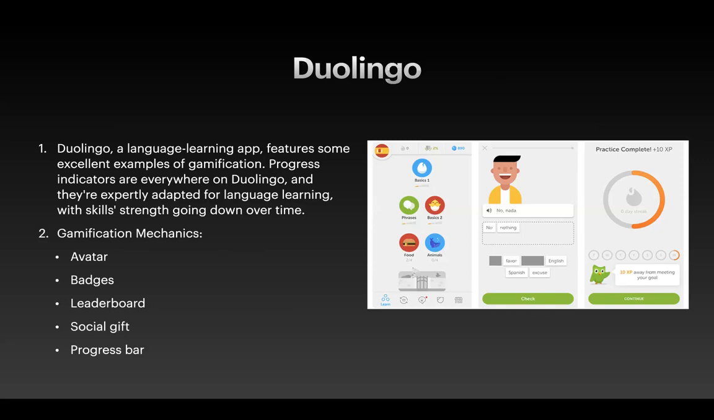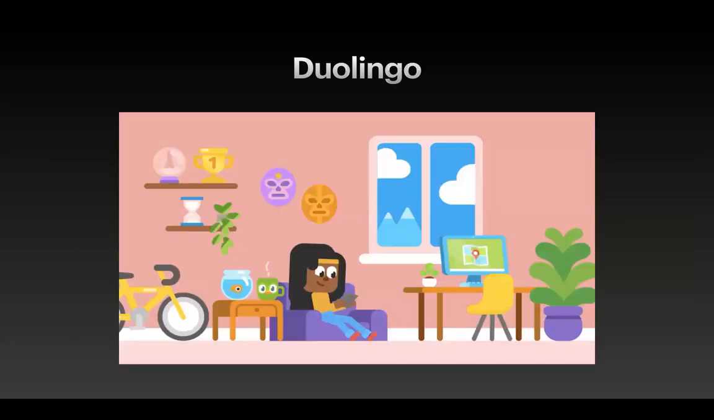You can see avatars, you can see badges, leaderboards, social gifting. For example, if you share this app with your friends, you can unlock your premium learning experience. So yeah, it's social gifting, and you can see the progress bar, and you can see where you are right now, and you can see where you will go. So this will really help people to see their progress and their goal.